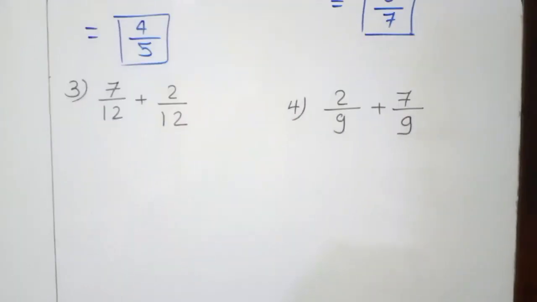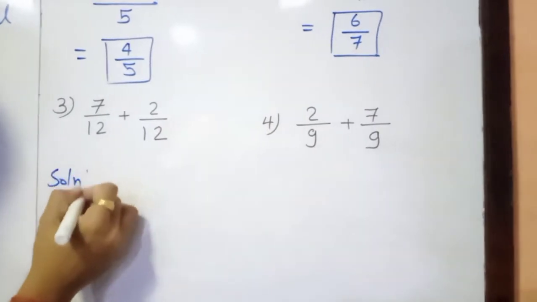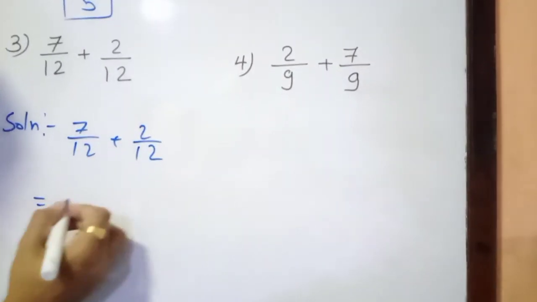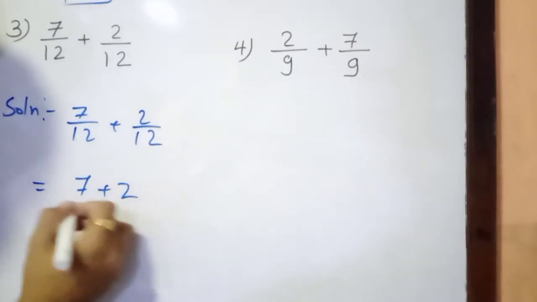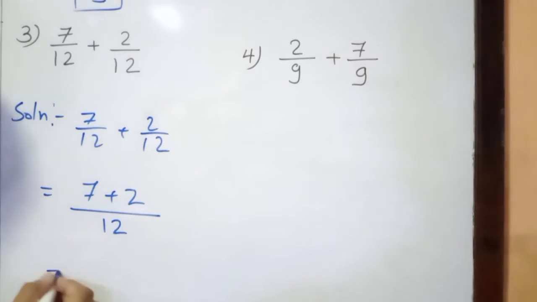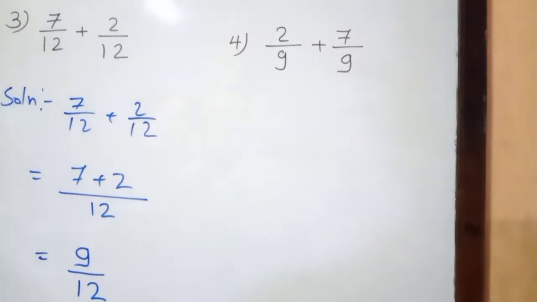Come to the third one. 7 upon 12 and 2 upon 12. Numerator added with the numerator. So 7 plus 2. Denominator as it is. So it becomes 7 plus 2, 9 upon 12.